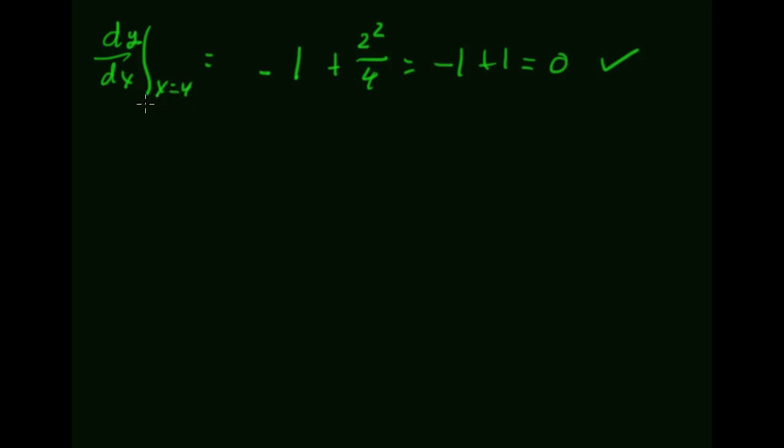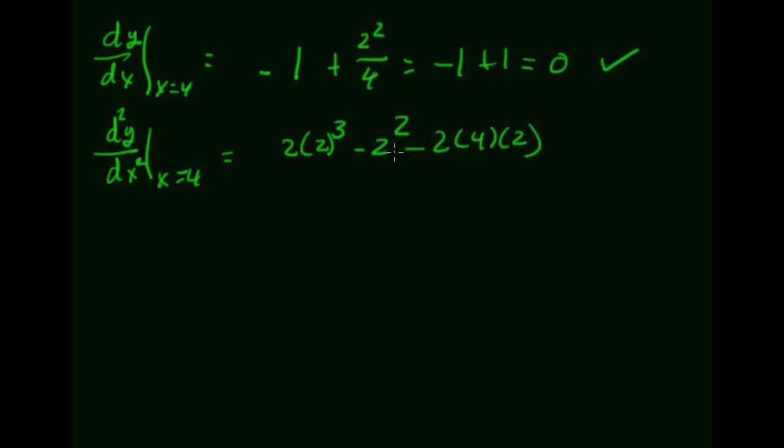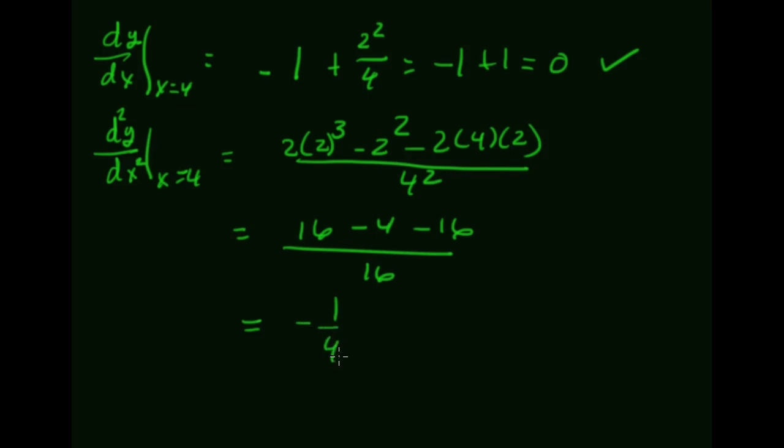And then in part A, we got the second derivative, so we just start plugging in, right? We plug in 4 for x and 2 for y. So in the second derivative here, we're going to get 2 times 2 cubed minus 2 squared minus 2 times 4 times 2 all over 4 squared. So that's 16 minus 4 minus 16 over 16, which is -1/4, which is less than 0. First derivative 0, second derivative negative, means that I have a local maximum. All right, so let's move on to part C.